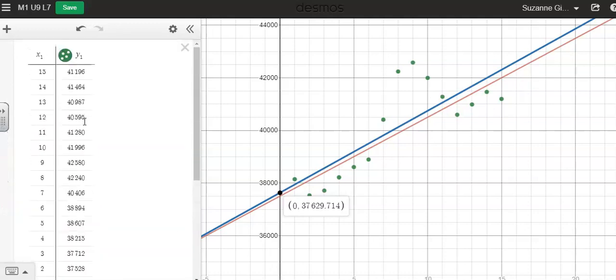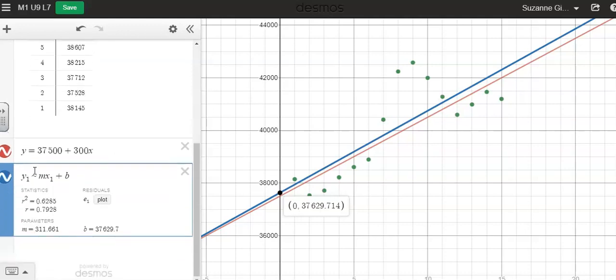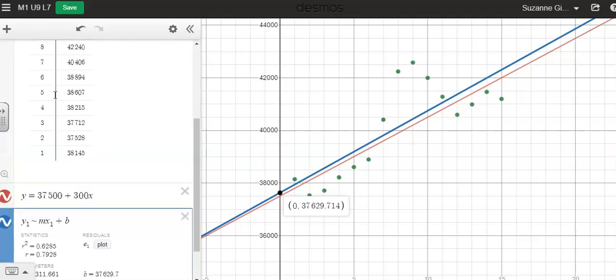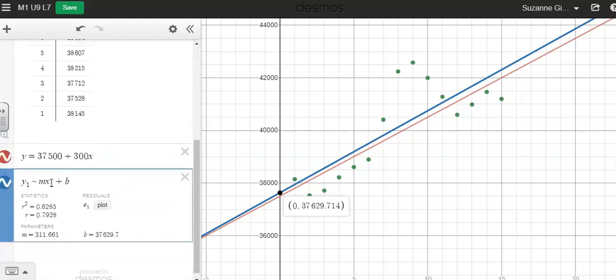So to recap the technology that we've gone over here, if you want a linear regression line, after you enter your data, pay attention to what your X and Y's are labeled as. This one was X1, Y1. Then type in, since mine was labeled Y1, I put Y1 and then I use the tilde. You can find that button by using Shift and then the button to the left of the number 1. So the tilde, and then M for slope, X1, because this is labeled X1, if it was labeled X2, you would write X2, and then plus B for the y-intercept.